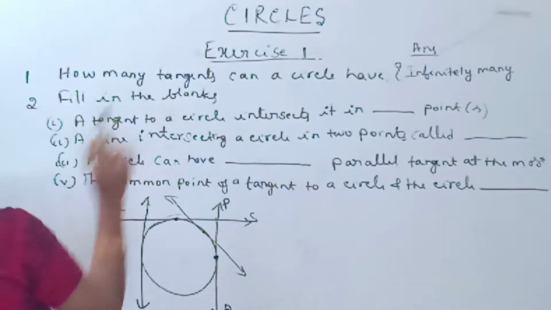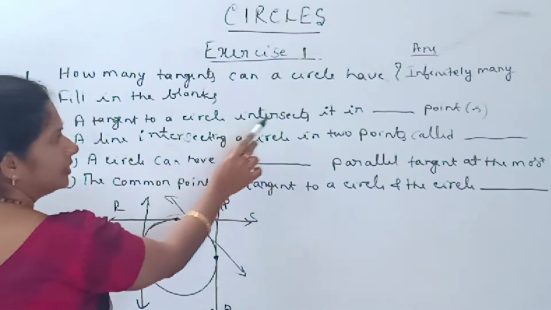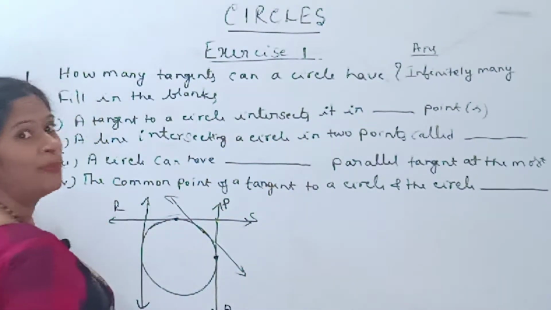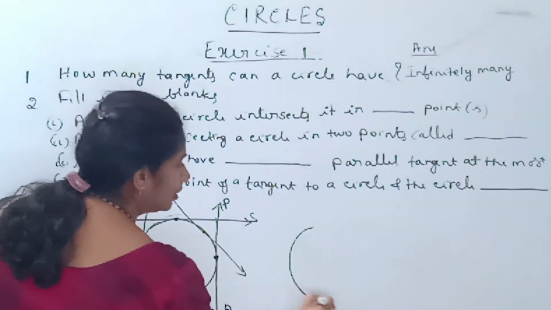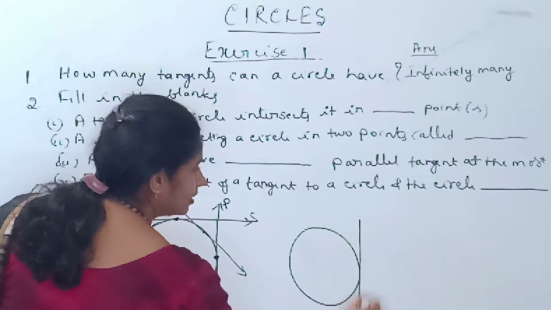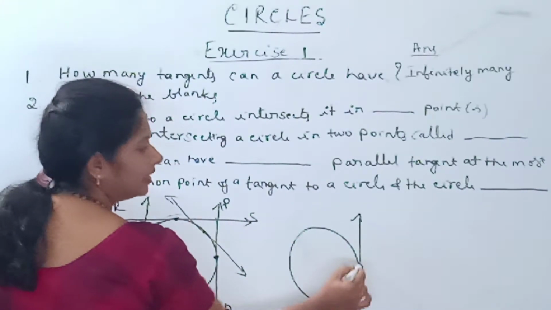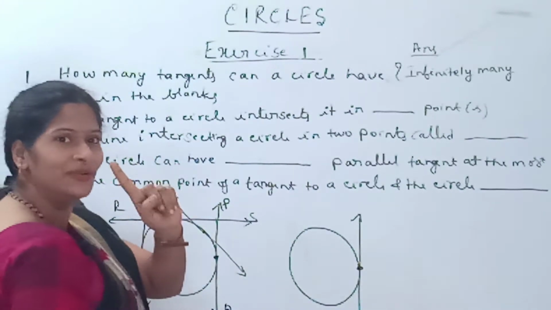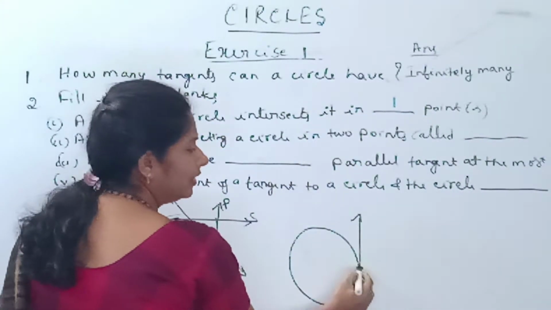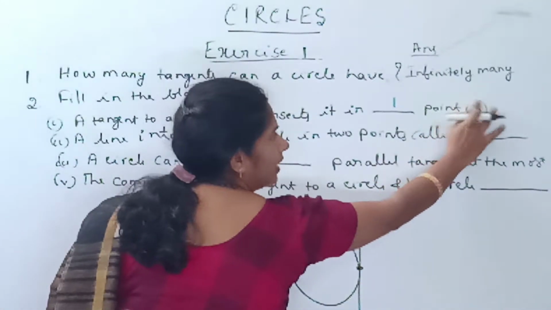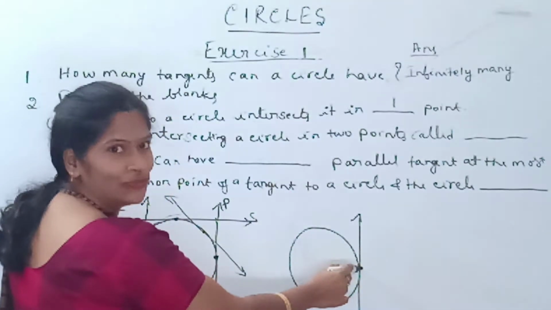Second question, fill in the blanks. First, a tangent to a circle intersects it in how many points? So this is a tangent, isn't it, children? Let me draw once again. So this is a tangent to a circle. It intersects the circle in how many points? Only 1 point. So the answer is 1 point, and that point is called the point of contact.